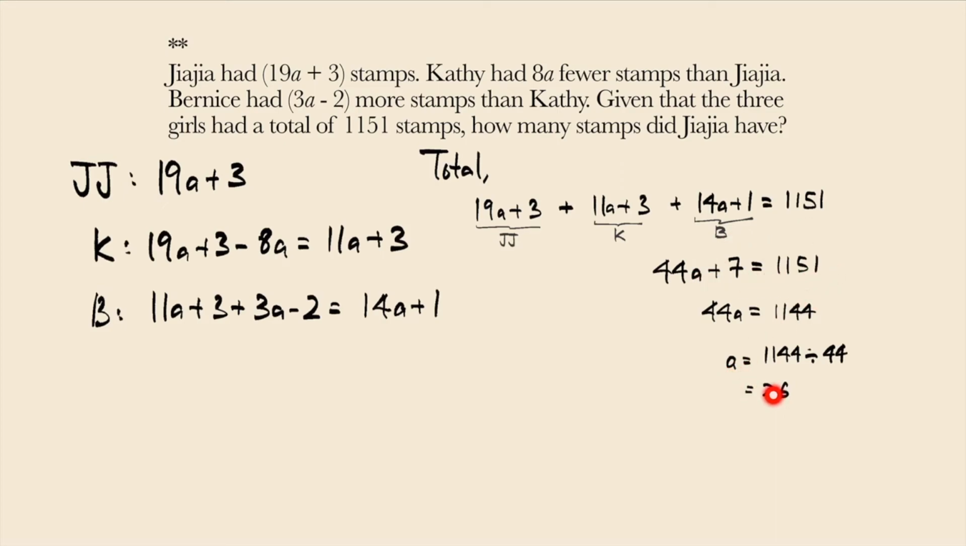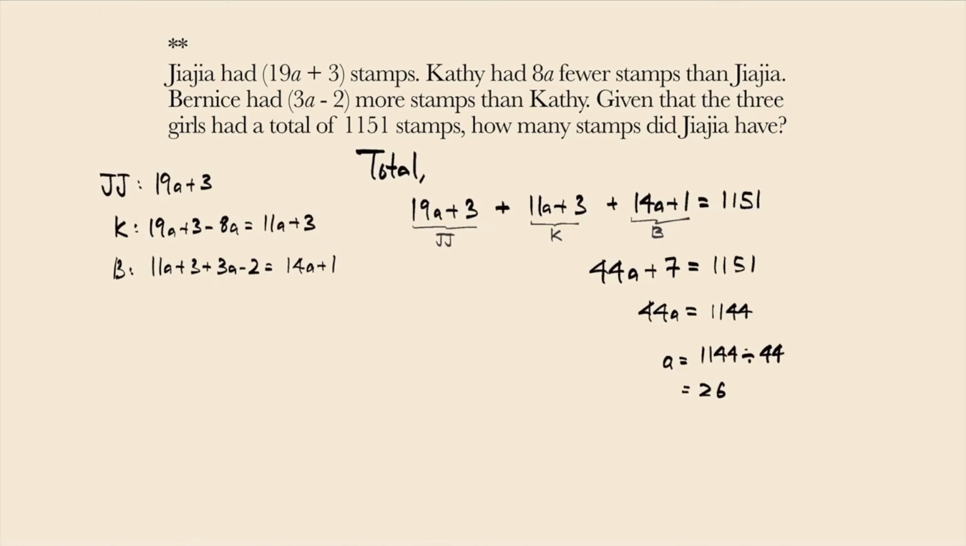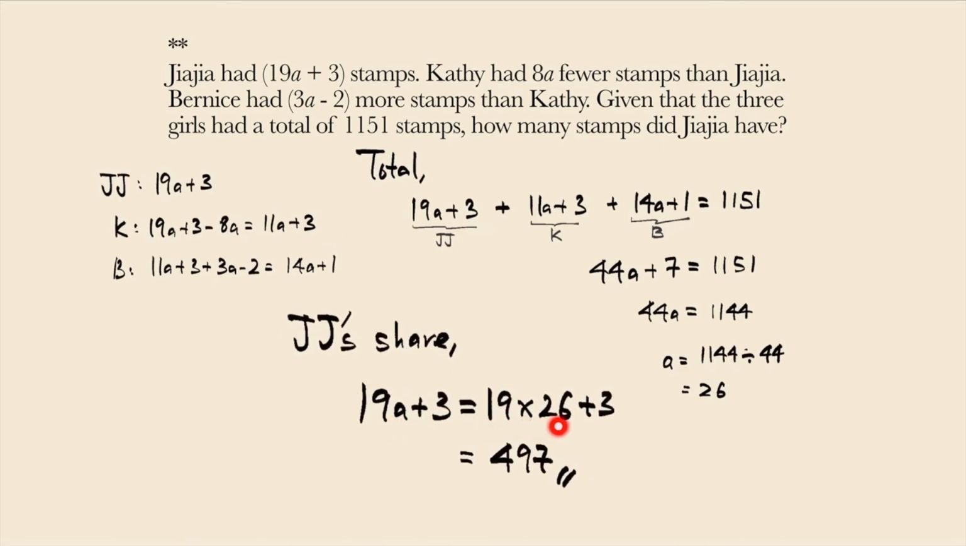a is 26. How many stamps did Jia have? Well, we're interested in 19a plus 3. So that would be 19 times 26, plus 3, which is 497.